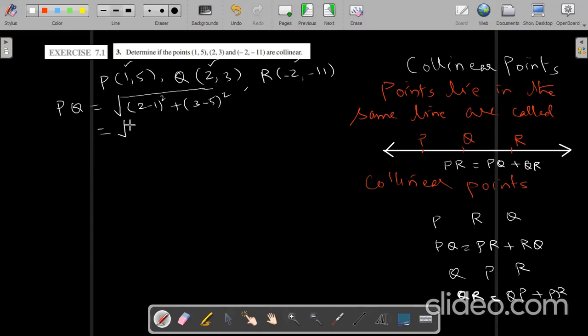So 2 minus 1 is 1, 1 square is 1. 3 minus 5 is minus 2, square of 2 is 4, 4 plus 1 is 5, under root 5. PQ is under root 5. Then find QR.